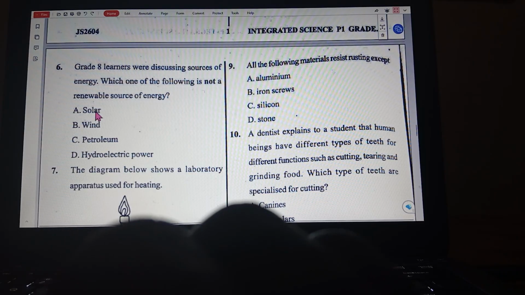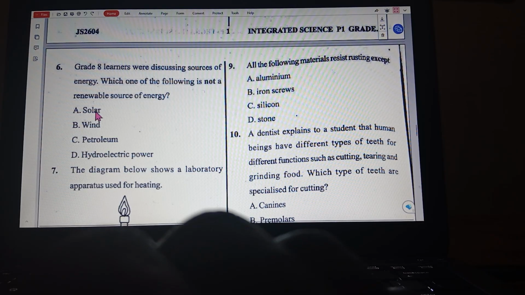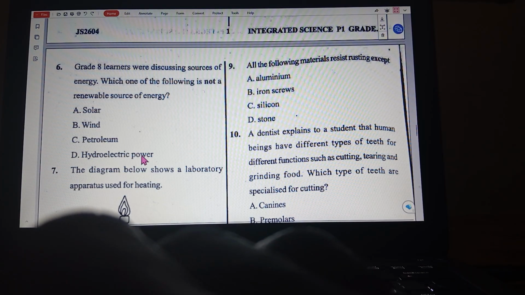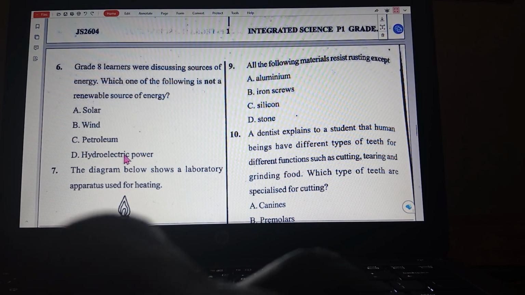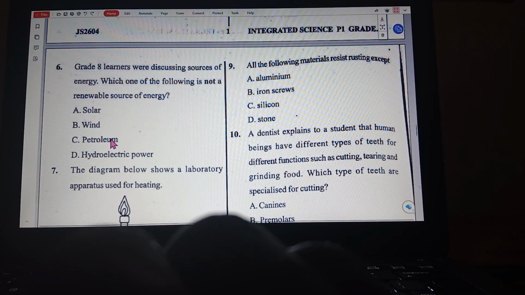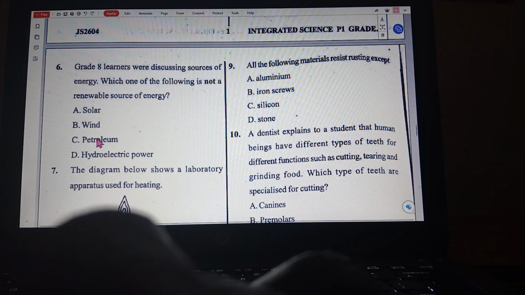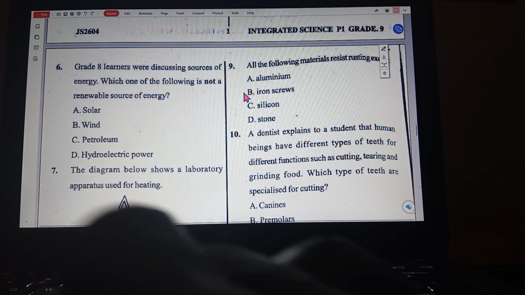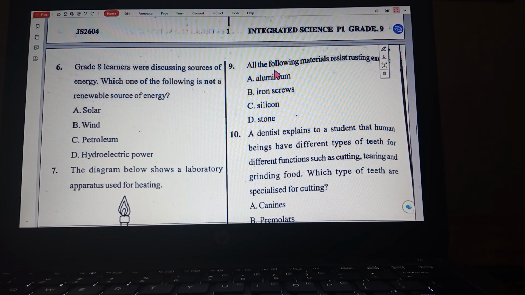Solar, that's a source of energy from the sun, renewable, it cannot get exhausted. Wind, it cannot get exhausted. Hydroelectric power, this is a source of energy we are getting from fast moving water, it cannot get exhausted. Petroleum, it can get exhausted. Now, the answer is petroleum, which is not a renewable source of energy. Petroleum is non-renewable. Good.